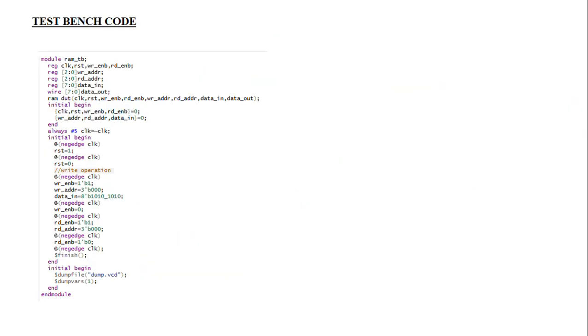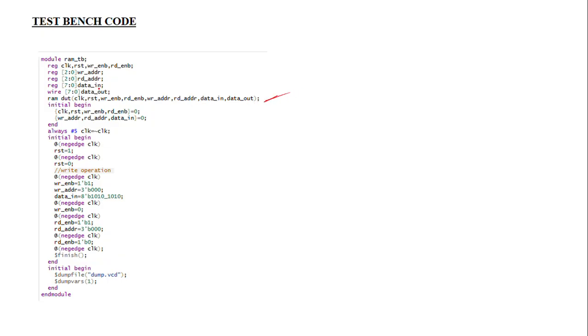So now I move into the test bench code. First you have to write the module followed by the module name. The inputs should be a reg data type. The outputs you mention should be a wire data type. Then the RAM. If you are going to connect from design code to test bench code, how do you connect? By using this line.